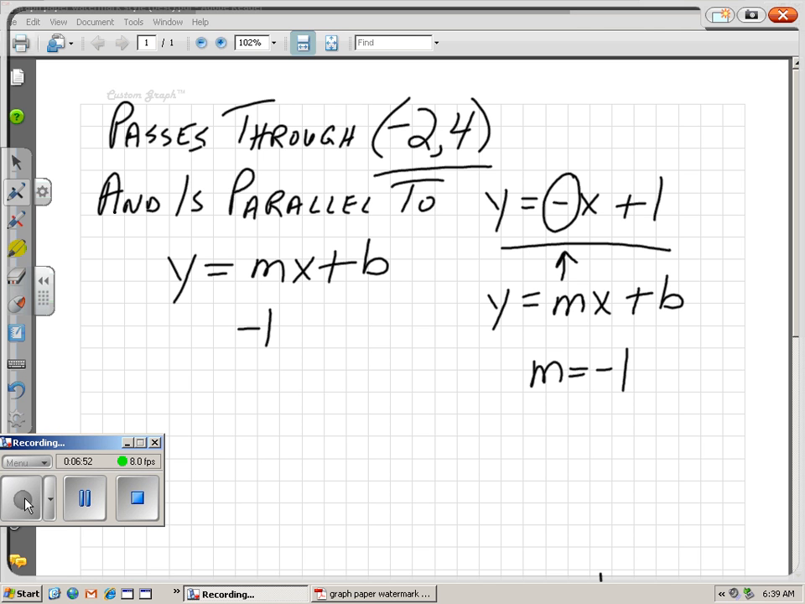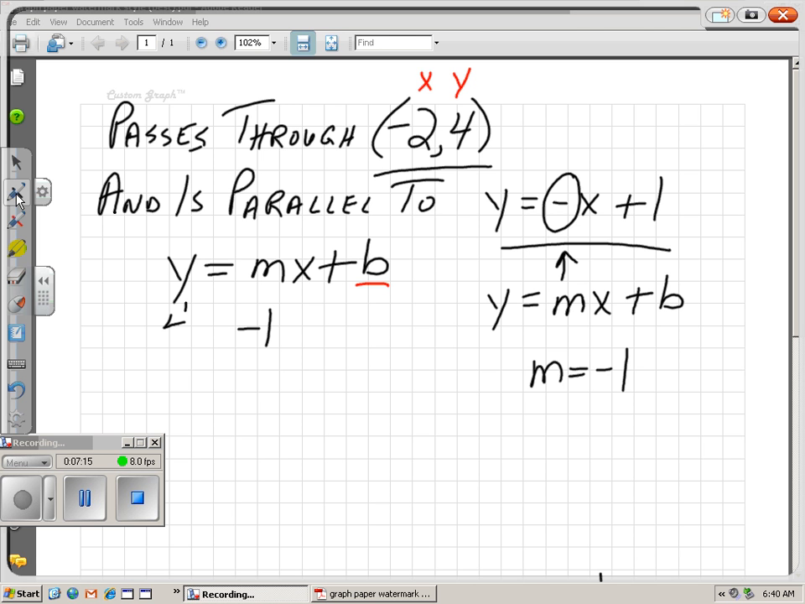What else do I need? I need a y-intercept. But they didn't give us a y-intercept. They gave us a point that the line goes through. So what we're going to do is borrow that x and y from the point that my line goes through. We're going to borrow that x and y just for a second so that I can figure out what my y-intercept is. Once I know my slope and my y-intercept, I can write the equation of my line.